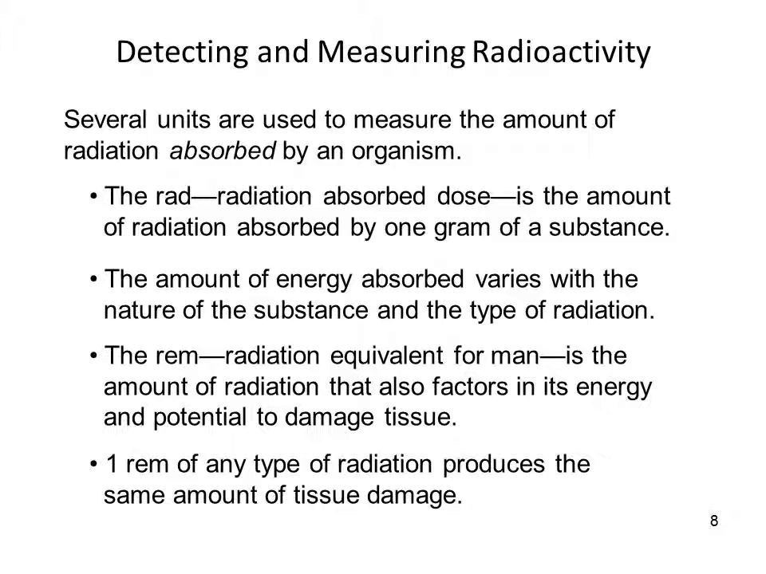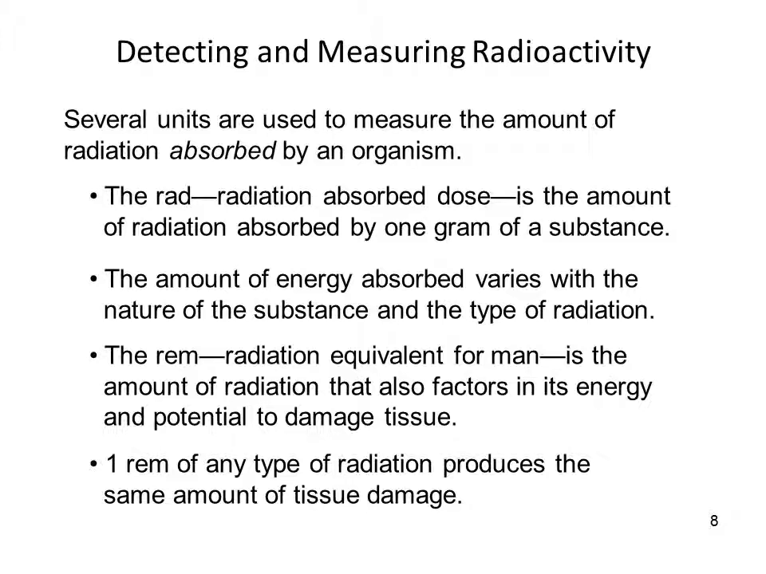The measurement of radioactivity and how much is absorbed is very important to us because it can be so damaging. There are a number of ways of measuring radiation, but the two that are most important in the biological area are RADs and REMs. Now, a RAD is the radiation absorbed dose. It's the amount of radiation that would be absorbed by a gram of material from a particular source.